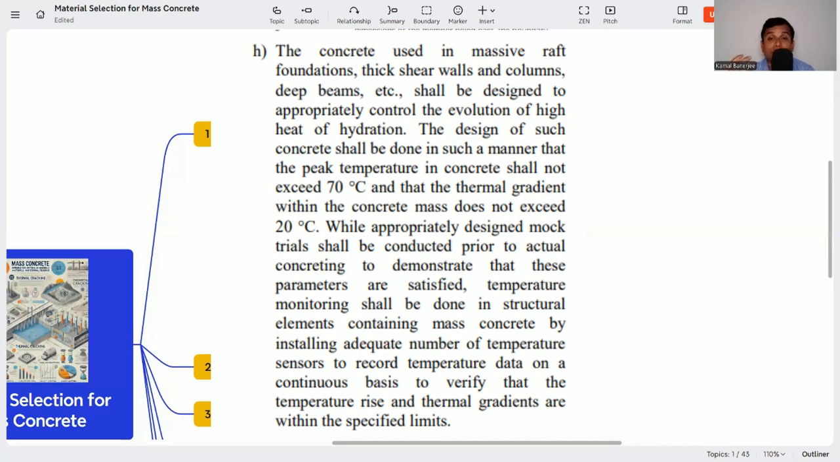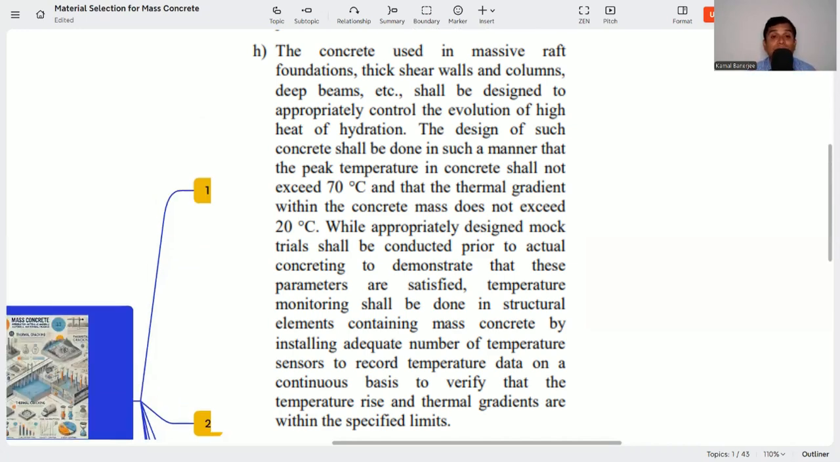So I have made a detailed video on that. What is the temperature gradient, what is the thermal gradient, what is the temperature control and temperature monitoring. I have made a detailed video, link is there in the description. You will get full information. So this is about the mass concrete definition as per ACI 301 and 16700 2023.